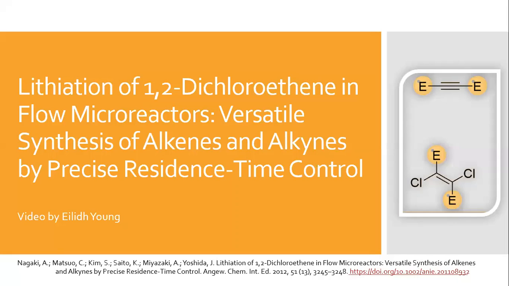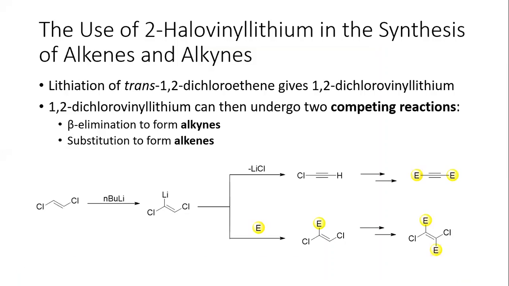Hello and welcome to this video on the versatile synthesis of alkenes and alkynes by precise residence time control in a flow microreactor. So this is the general reaction scheme we will be looking at today. As you can see, we initially have the lithiation of trans-1,2-dichloroethene to give this 1,2-dichlorophenyl lithium product here. Subsequently, this can undergo two competing reactions. It can either undergo beta elimination to form the alkyne product, or it can undergo electrophilic substitution to form the alkene product here.